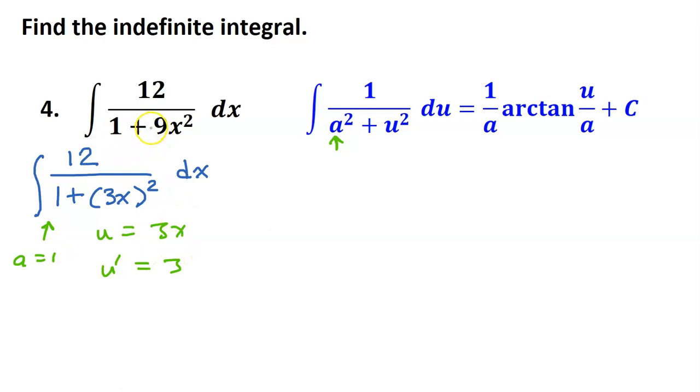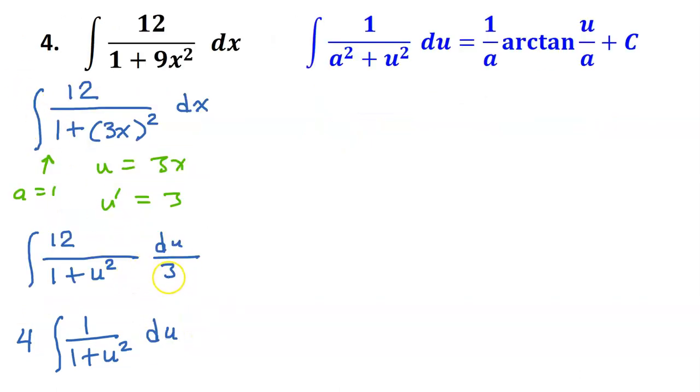Let's go ahead and do the substitution. So we have 12 over 1 plus u squared. Instead of dx, we will write du divided by u prime, which is 3. 3 goes into 12 4 times, and let's put that 4 out in the front. Now we have a perfect match for the formula. So let's go ahead and use the memorized rule.